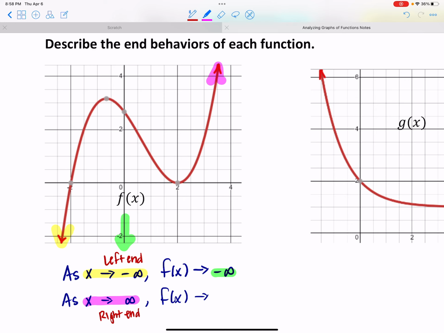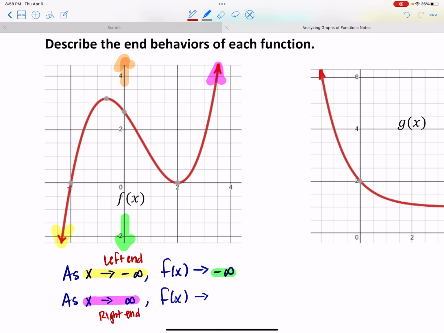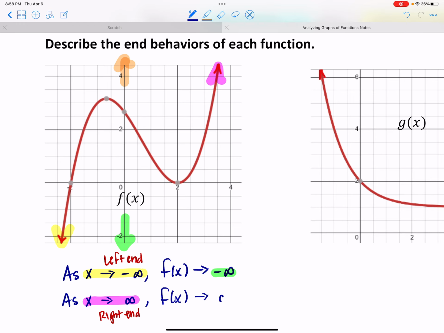Okay, so there's the right end. Well, that graph is going up forever. So if we're going up forever, where are the y values actually headed? So these y values are headed up forever toward positive infinity. So we would say, as x goes to infinity, that means on the right end, our graph also goes to positive infinity.